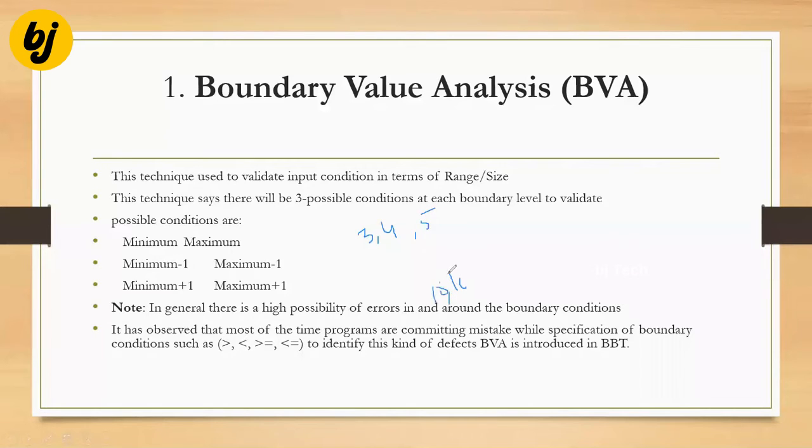Boundary values only. Middle values we are not going to use to test. That is one limitation. Another limitation: with this technique, data type validation is not possible.